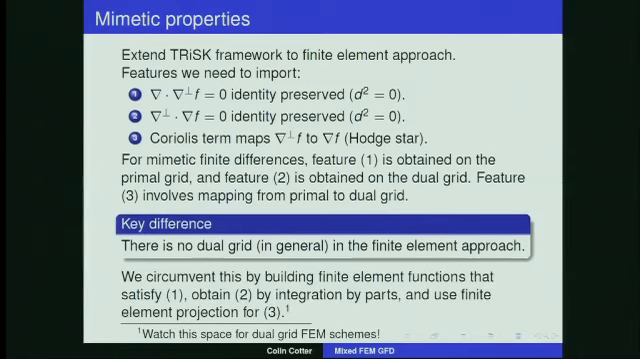So we get around this by building finite element functions that satisfy 1. So we can either have 1 or 2. We can't have both because we've only got one grid. And then we'll get 2 by doing integration by parts on 1, and then use finite element projection for 3. So just as a footnote, John and I are now working out a finite element scheme that does use a dual grid, which is essentially a finite element version of the Trisk scheme. But John's going to talk about that in the workshop in October that's down in Exeter, so you can wait till then to see that one.